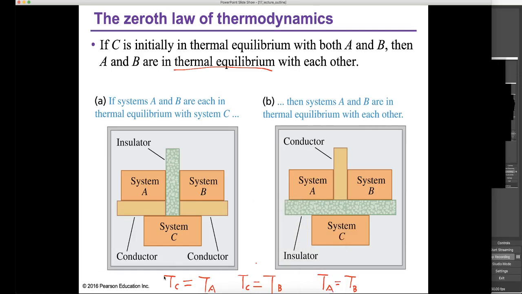So here, if temperature of C equals temperature of A, and meanwhile temperature of C equals temperature of B, then temperature A should equal temperature B. That means A and B are in equilibrium of thermodynamics. So this is called thermal equilibrium, and this is the zeroth law of thermodynamics.